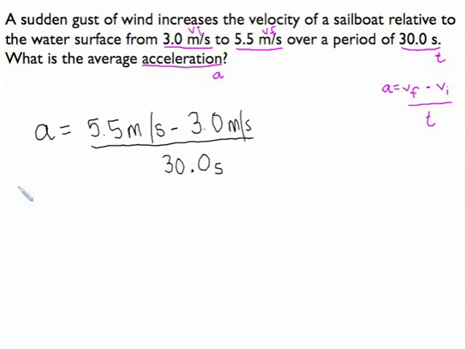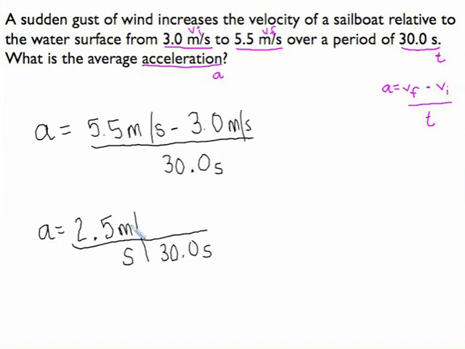Okay, so I have my 5.5 minus 3, that is 2.5, and I'm going to go ahead and write it like we wrote our conversion problems, and I'll show you why. So I'm going to have 2.5 meters per second. Again, the seconds go on the bottom, the meters go on the top, and I'm going to have my 30 seconds here.